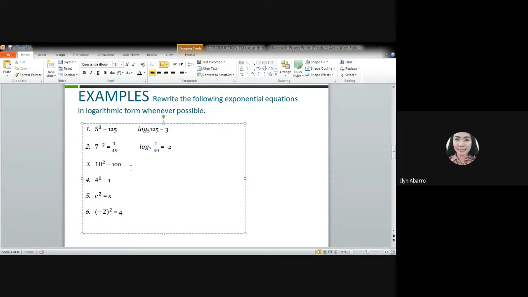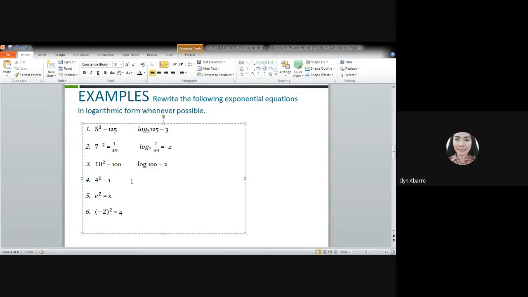Let us proceed with number 3. So in number 3, the given is 10 squared is equal to 100. So we can see here that the base is 10, so no need to write the subscript. So lalagay na lang natin the logarithm of 100 is equal to, what is the exponent? 2. So, no need to write the base 10 kasi this is a common logarithm.